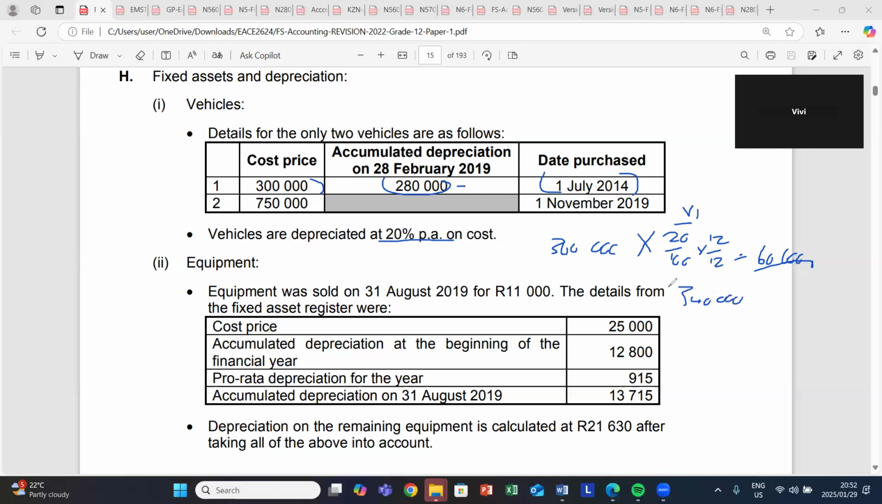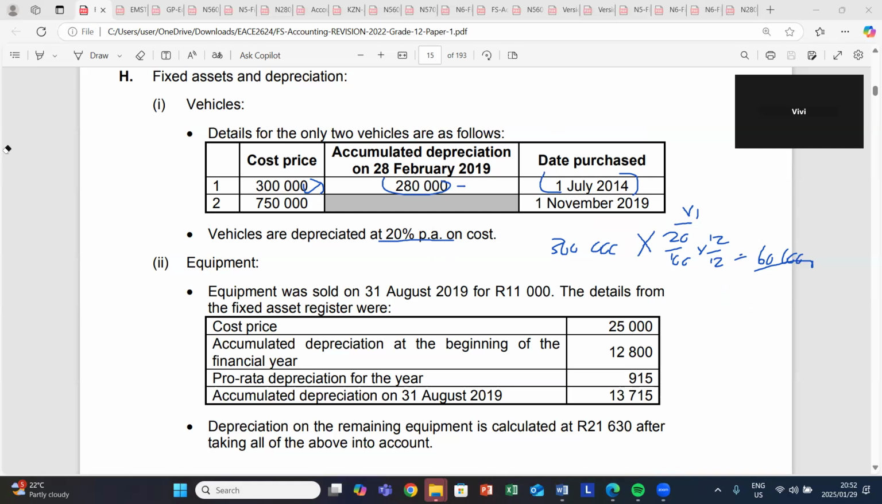And then ask yourself, is it possible for your accumulated depreciation to be more than your cost price? The accumulated depreciation is 340,000, but the cost price is 300,000 rand. Is it possible? It's not possible. You can never have a negative asset, right? It's not possible for your accumulated depreciation to be more than your cost price. In that situation, since our accumulated depreciation is more than our cost price, we'll have to introduce the 1 rand rule.